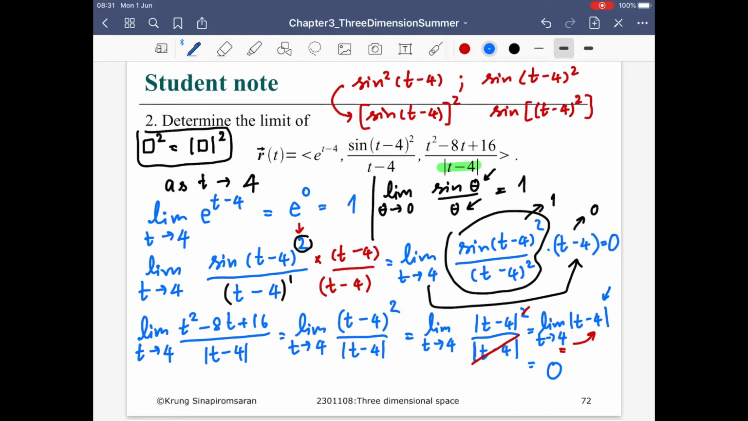So this means that as t goes to 4, r(t) goes to (1, 0, 0). That will be your limit. Or you can write that the limit as t goes to 4 of r(t) is (1, 0, 0). So it is basically each component's limit.